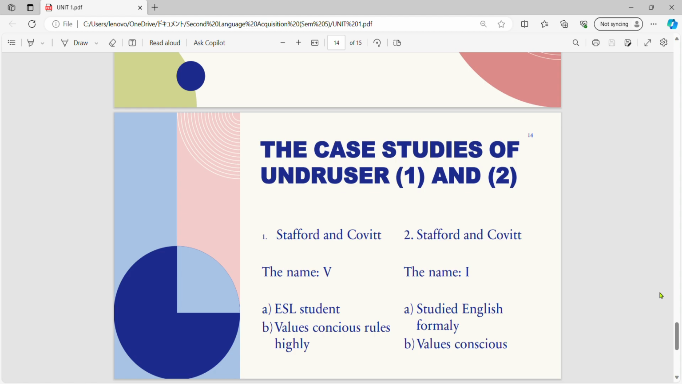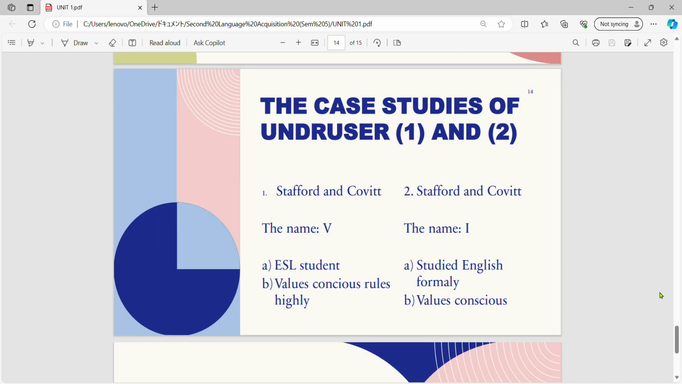There is a case study about the under-user. There are Stanford and Kavit. They made 2 investigations. For the first, the name is V. V is an ESL student, and he fails to consist rule highly.